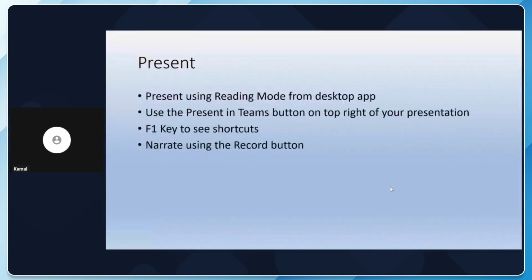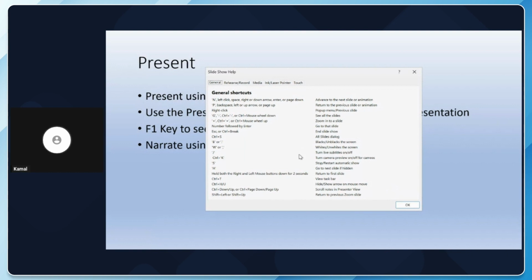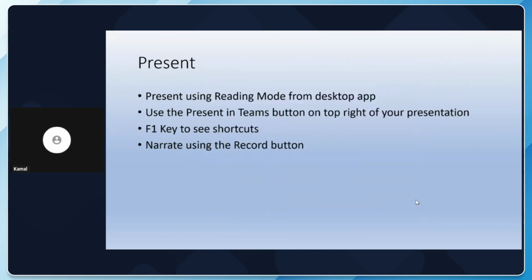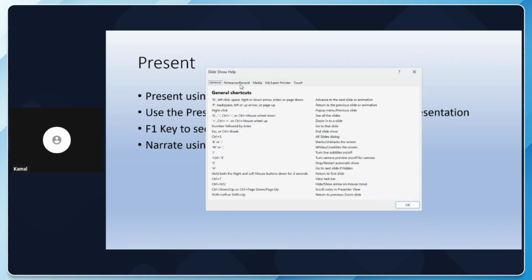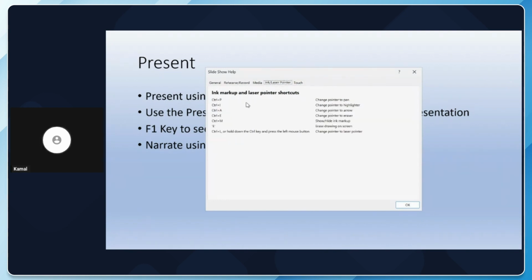So I'm going to hit the present button. I hit F1, and then I see everything I can do. How can I move between slides? How can I get the pointer? Return to the first slide, Control T, for example, and it will take me back to the first slide. Not doing it. First record media, ink. If you want to add the laser pointer, you can also do it from here.